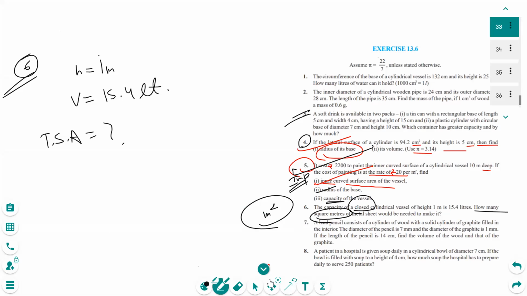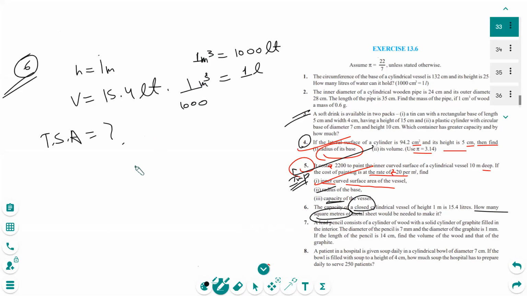Okay, that is a way to predict it. Now let's jog our memory with the relation between liters and meter cube. If I remember, 1 meter cube is equal to 1000 liters. So 1 liter should be 1 over 1000 meter cube.